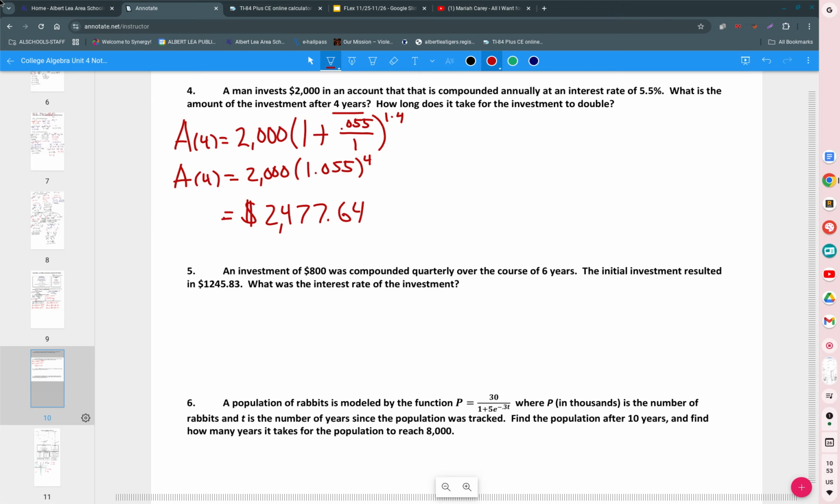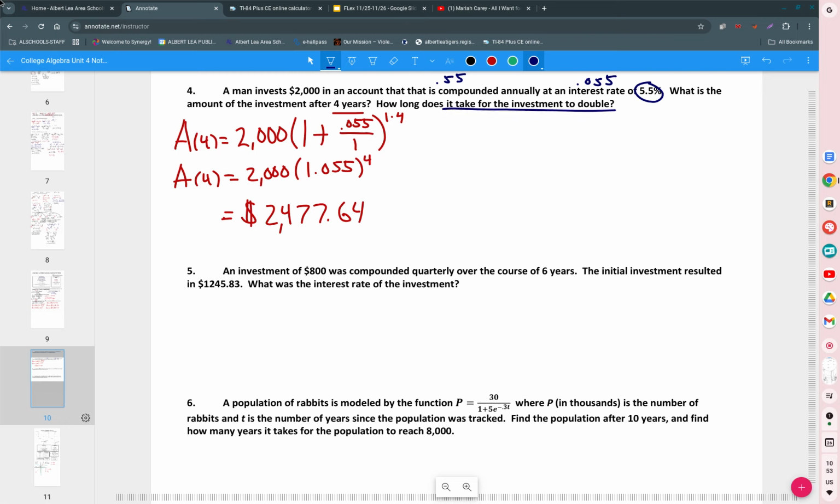So mistakes that people make: this 5.5% is 0.055. Sometimes people write it as 0.55. It's 0.055. The decimal point moves 2 places. Okay? And so I take that to the 4th power multiplied by 2,000. Look at the next question.